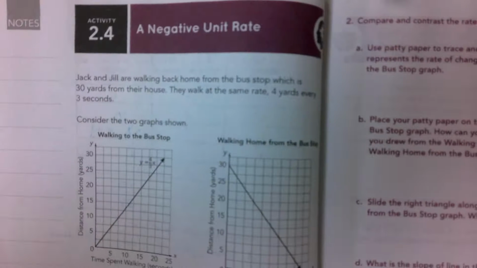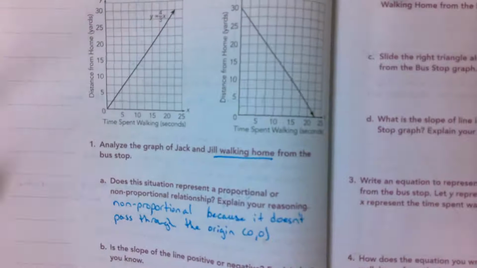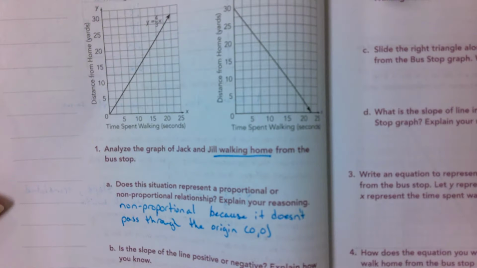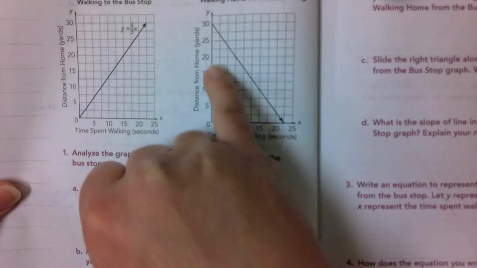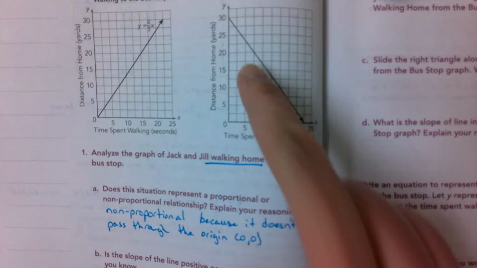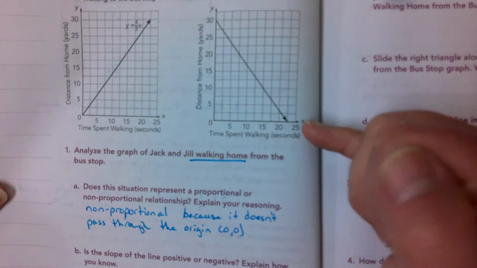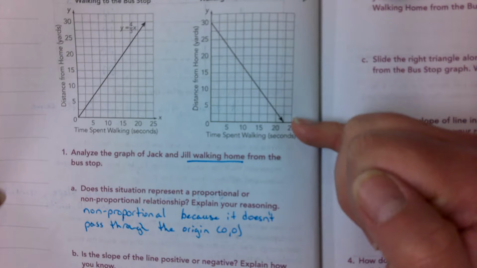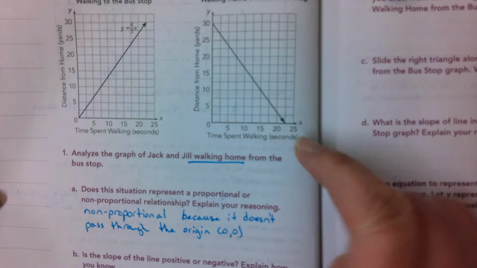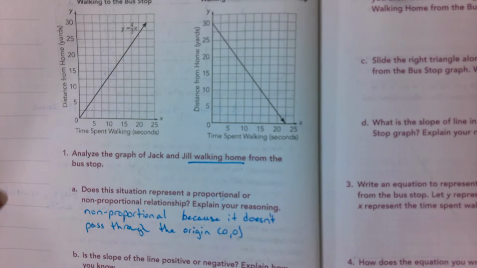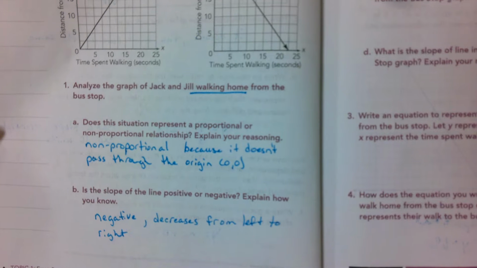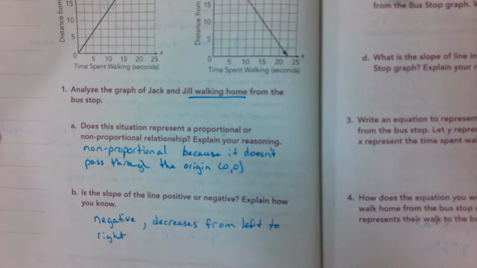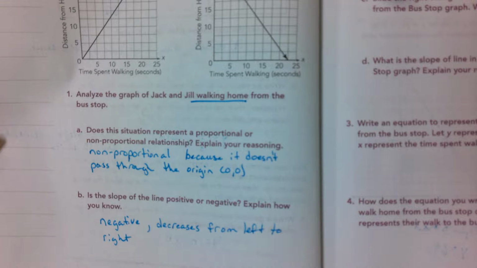All right, I'm going to go over a couple of things on activity 2.4. We have a negative unit rate. It says, analyze the graph of Jack and Jill walking home from the bus stop. So here they're walking to the bus stop, and here they're coming home from the bus stop. They're getting closer to home. Distance from home is getting closer. Does this situation represent a proportional or non-proportional relationship? This is non-proportional. We don't go through the origin. Is the slope of the line positive or negative? It is negative because it's going down, or decreasing, from left to right.